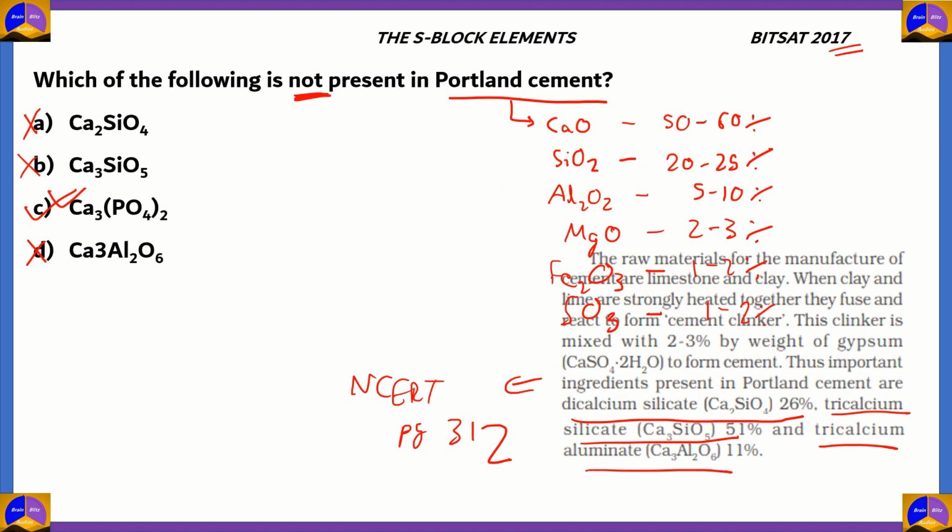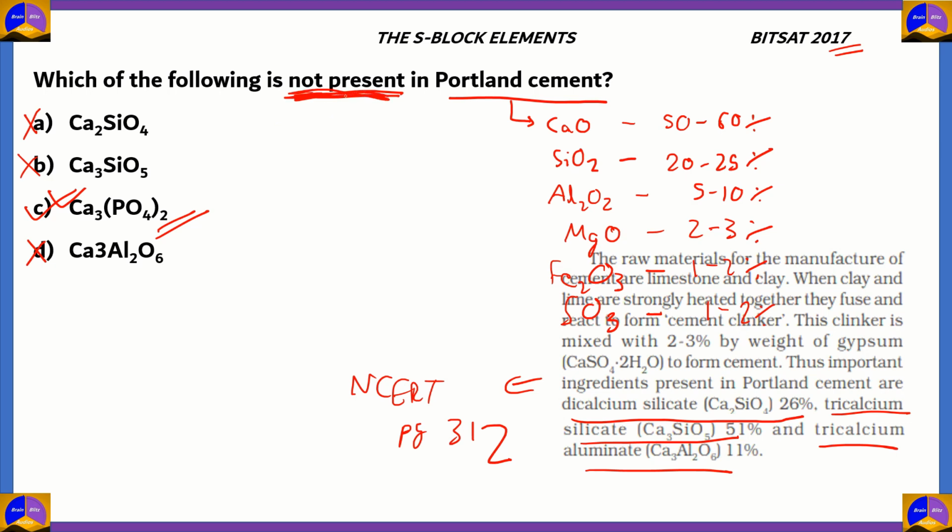or you can just imagine what you put in cement. You put lime, you put sand, and then you put oxides of metals such as aluminum, magnesium, iron, and sulfur, but nowhere will you put phosphorus. So therefore these raw materials will not contain phosphorus, so the compound with phosphorus, that's only option C. So option C is not present in Portland cement, so that means it becomes correct.